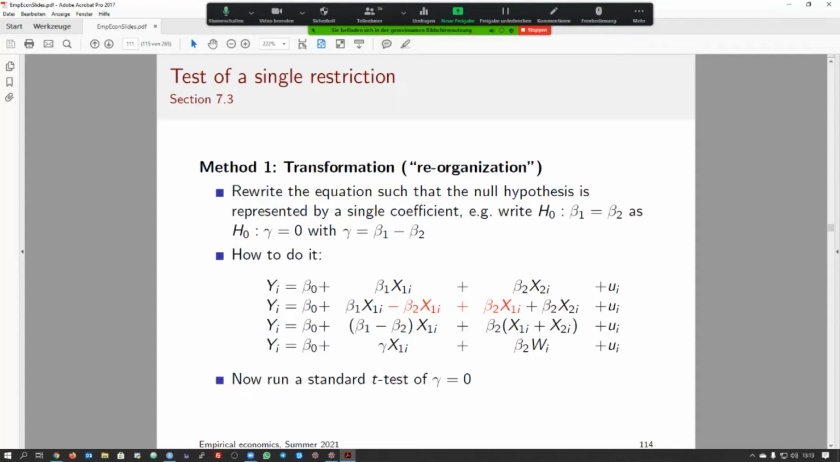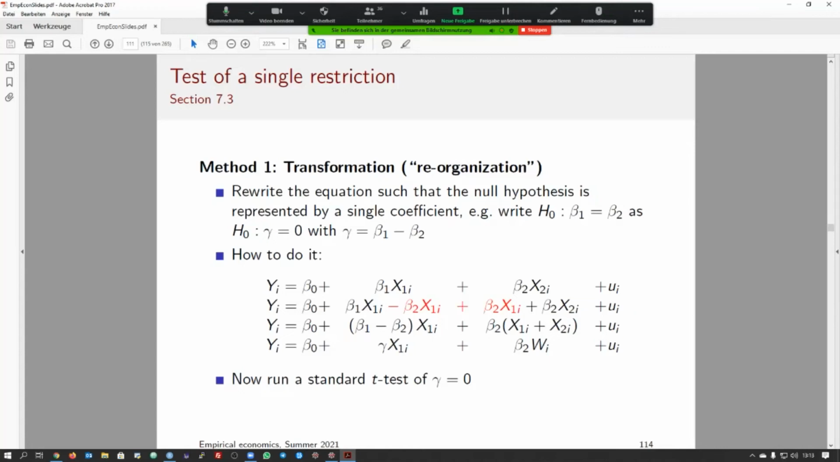So if we can somehow manage to get not beta 1 x1 plus beta 2 x2 in our model, but gamma times x1 plus beta 2 times something in our model, so to rearrange our model in such a way, then we could run a simple t-test on gamma and test whether or not gamma is significantly different from 0. Which would be nice because that's a very simple test, a test we can even perform by hand directly and easily. So what would we need to do to our model in order to have now gamma inside the model?